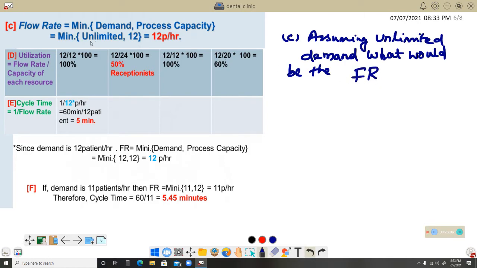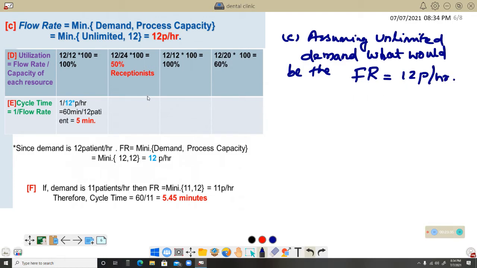For that, we calculate like this. Flow rate equals minimum of demand and process capacity. Since the demand is unlimited, we can't say what the numerical value will be. It can be 12 or, as usually when we say unlimited, it is something more than 12. So we take 12 patients per hour. That is the flow rate. So clearly for question C, the answer is 12 patients per hour.